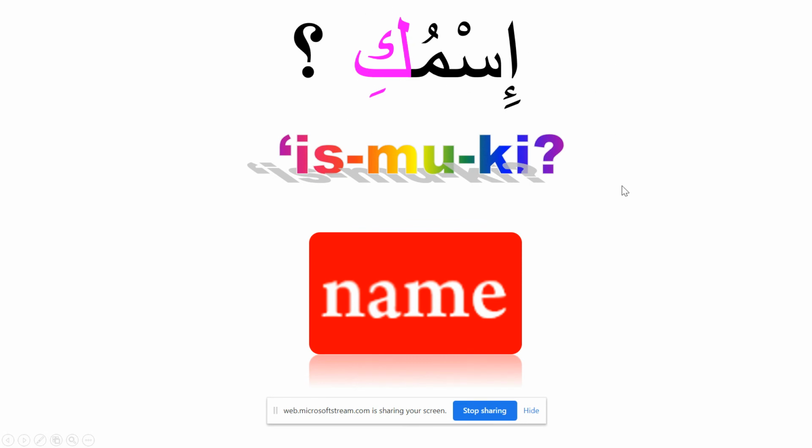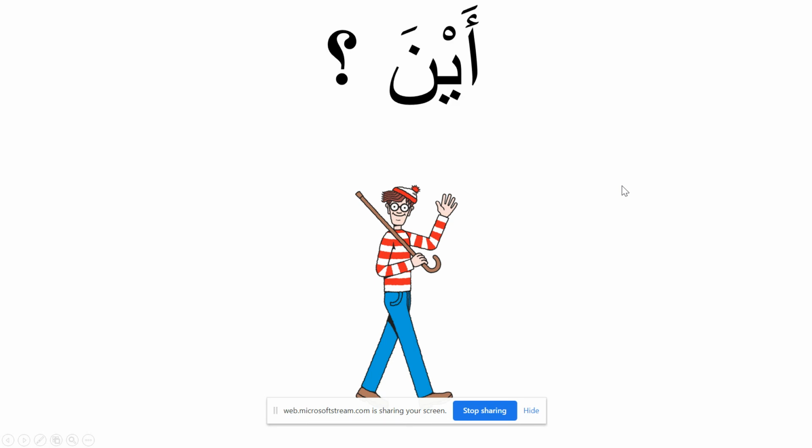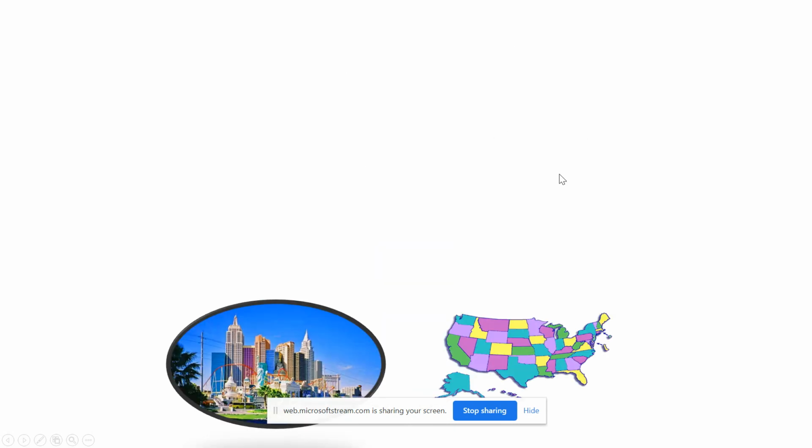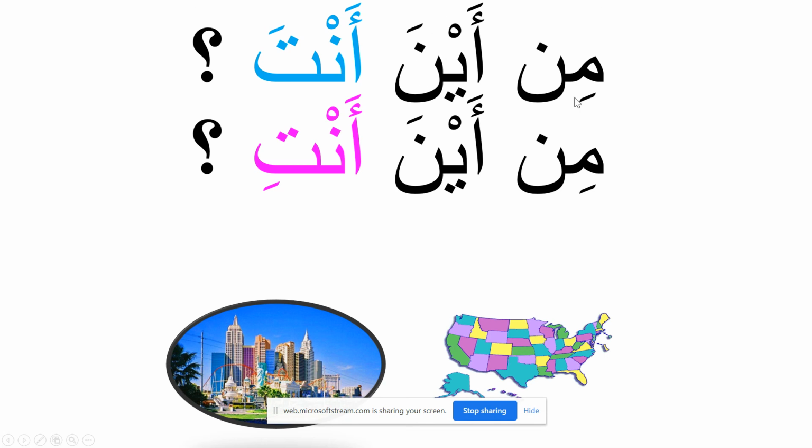If you want to ask the question where, you see where's Waldo there from the children's book series. Aina is where. Now here's where we're going to ask a question with aina in it. We're going to use our preposition min in front of it. How would you say, where are you from? Well, in Arabic, you're going to say, from where are you? That's how you're going to say it in Arabic. From where are you? Min aina anta.